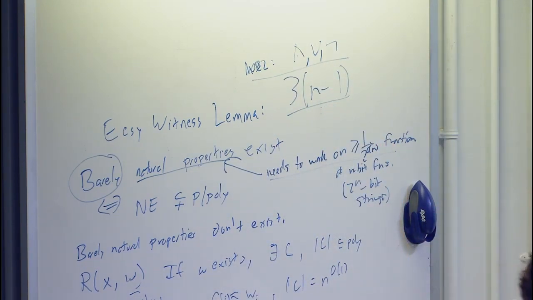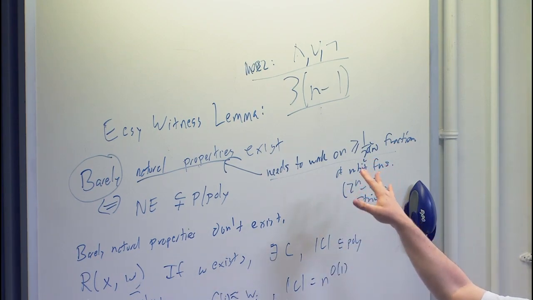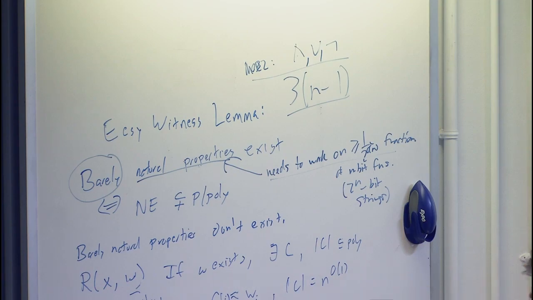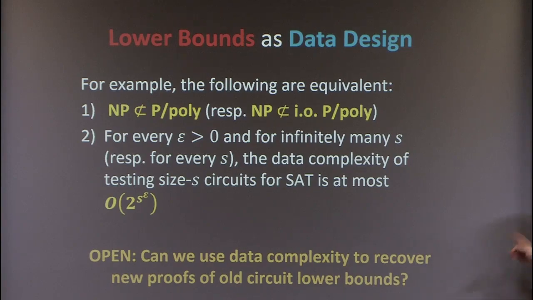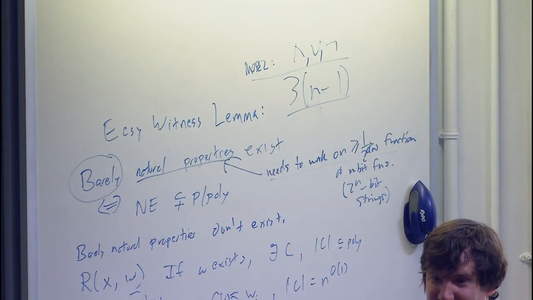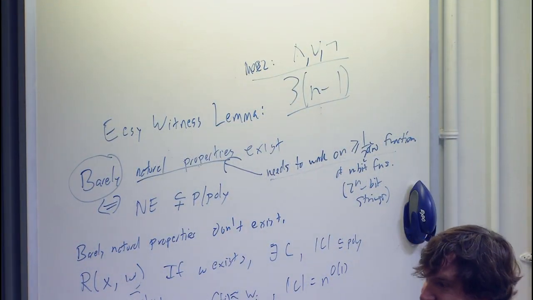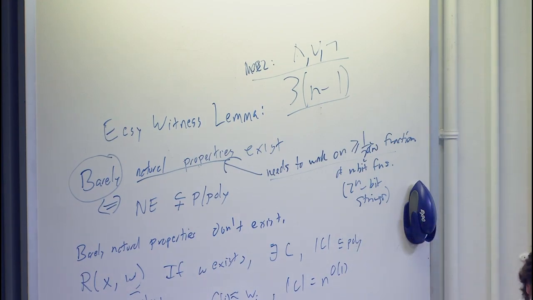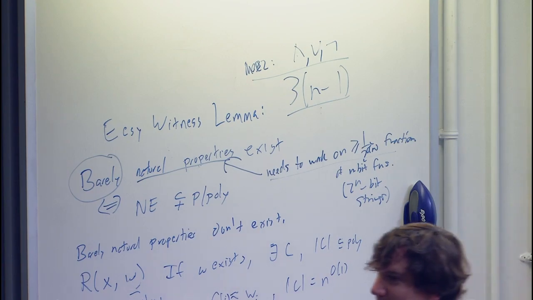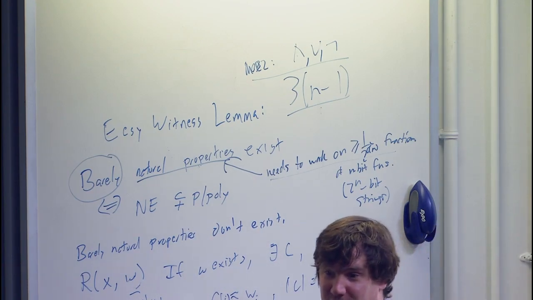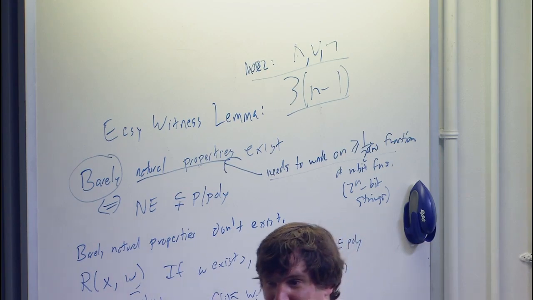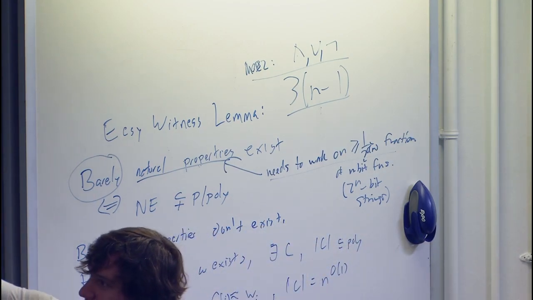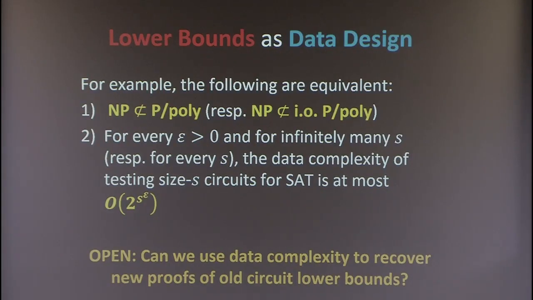So in principle, you should be able to give a data complexity proof of this by giving some sub-exponential upper bound on the data complexity that proves the lower bound for this. Even giving any kind of proof that uses this data complexity notion of any circuit lower bound would be interesting, because you would think maybe you can just recover it from the known proofs, but it's not so easy. There is some loss in going between these two things.